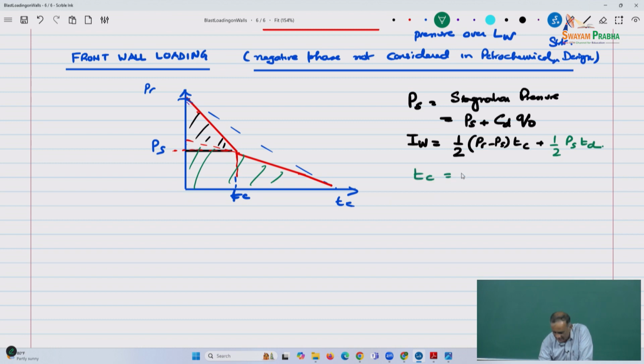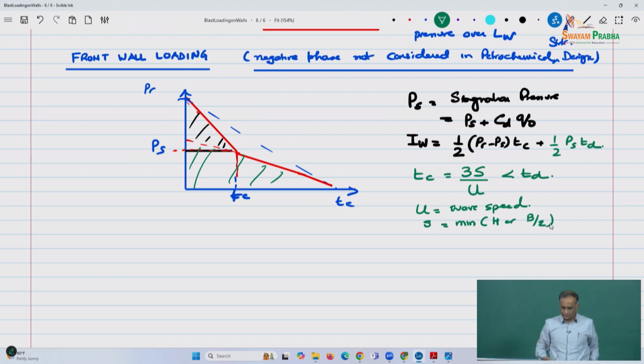and TC is given as, it is a different expression, 3S divided by U, less than TD, and U is this, as we have seen before, the wave speed, and S is the minimum of H or height or B by 2, the width divided by 2.